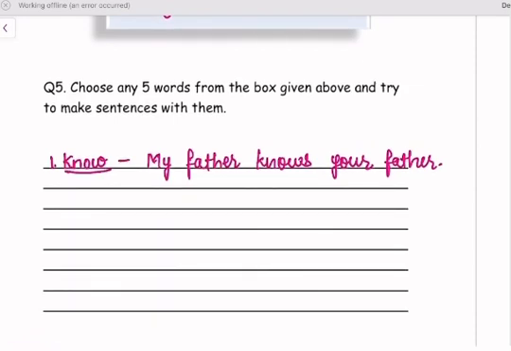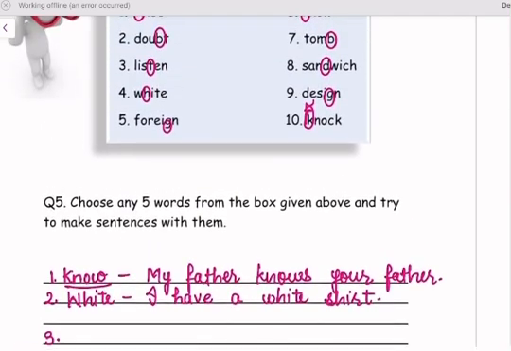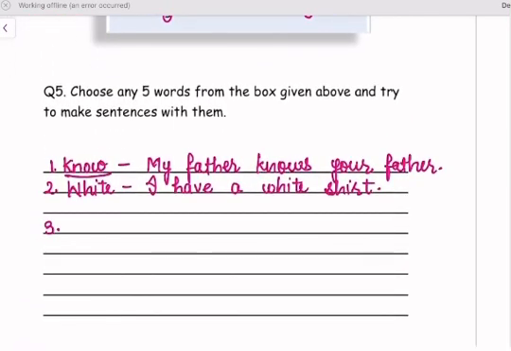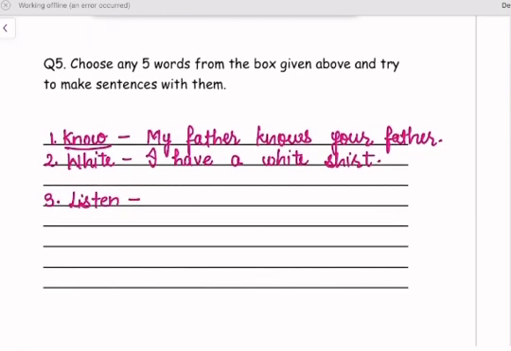White. I have a white shirt. Number 3. Listen. I love to listen music.